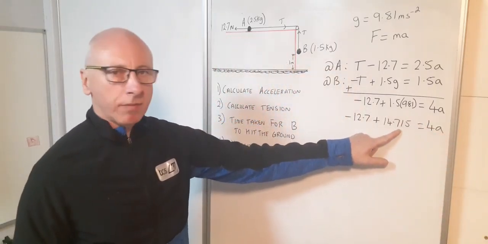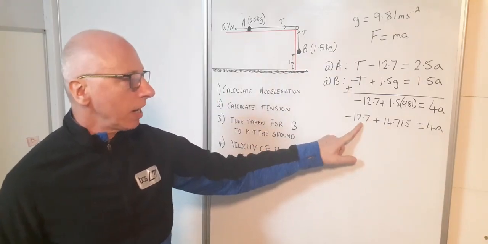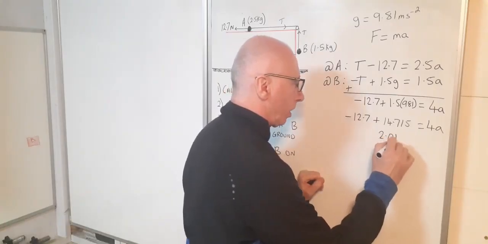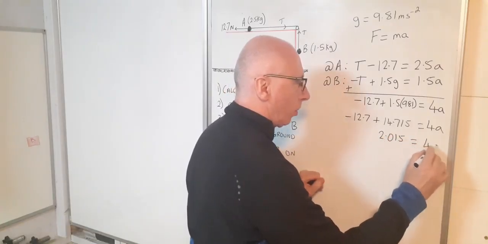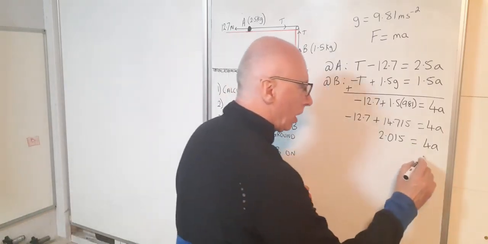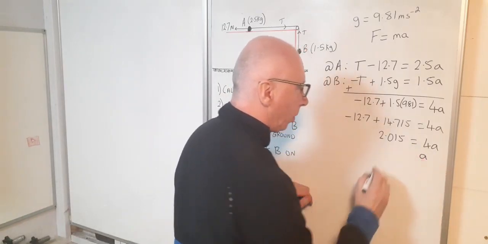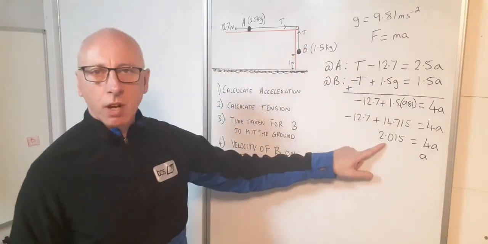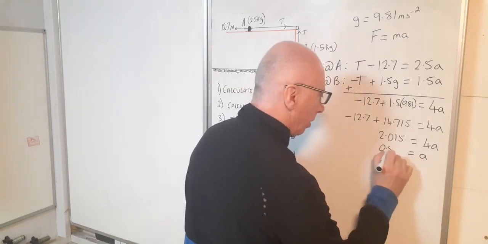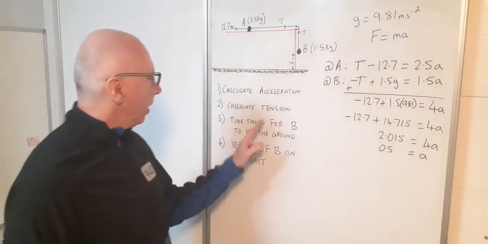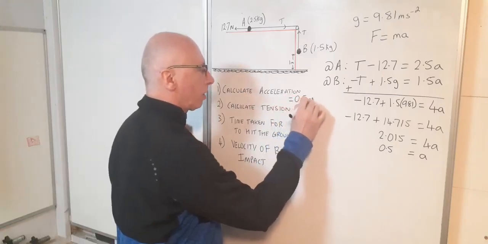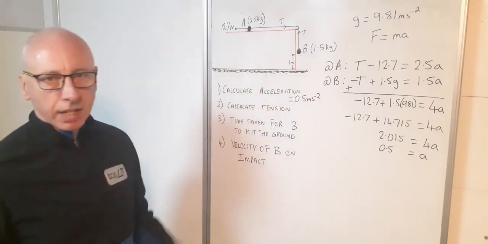Now let's work this out. 14.715 minus 12.7 gives me 2.015, and that equals 4A. To get A, just divide both sides by 4. So A equals this divided by 4, which gives me just over 0.5. I'm going to call it 0.5 meters per second squared. So that's our acceleration, 0.5 meters per second squared, and that's taken care of.